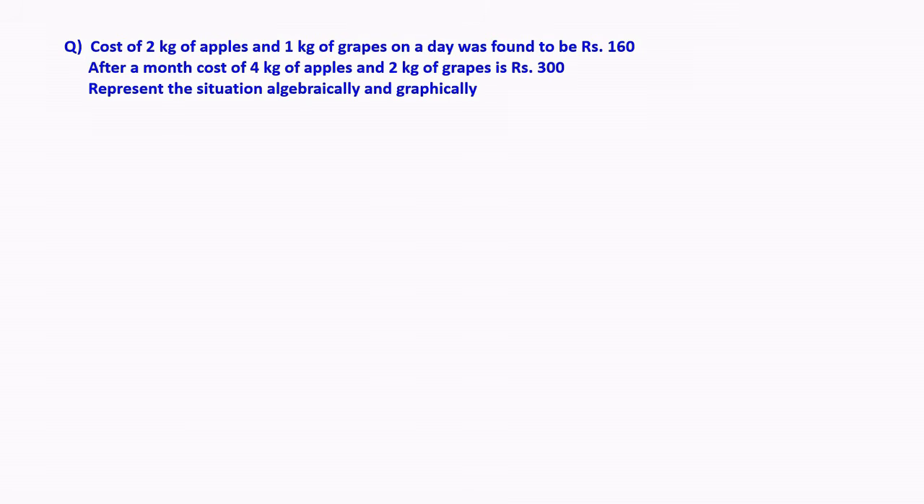Let's read the question. The cost of 2 kilograms of apples and 1 kilogram of grapes on a day was found to be rupees 160. After a month, the cost of 4 kilograms of apples and 2 kilograms of grapes is rupees 300. We need to represent the situation algebraically and graphically. Now, let's begin the solution.